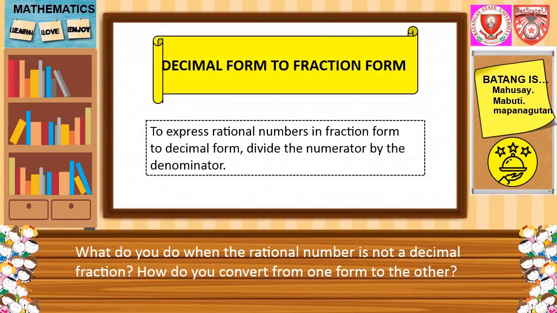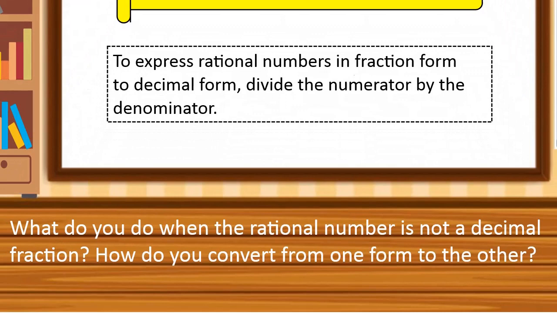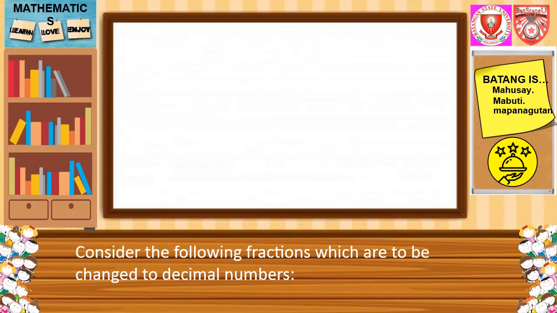Decimal form to fraction form. To express a rational number in fraction form as a decimal form, divide the numerator by the denominator. What do you do when the rational number is not a decimal fraction? How do you convert from one form to another? Consider the following fractions which are to be changed to decimal numbers.